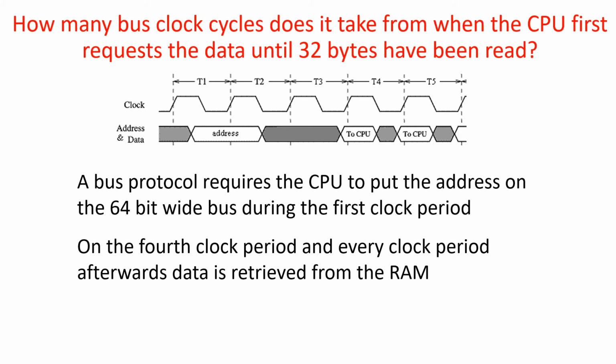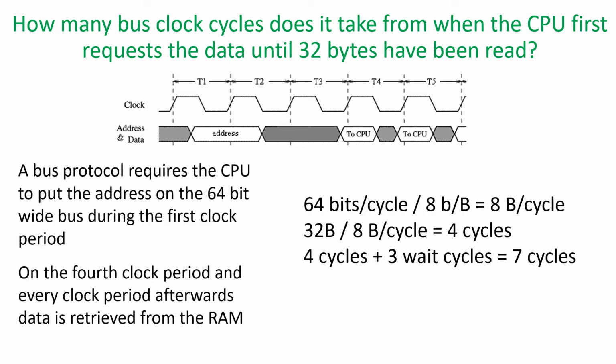Try this similar problem. The protocol has a 64-bit wide bus, and on the 4th clock period we start transferring data, so there's a 3 cycle wait period. So we have 64 bits per cycle. We divide that by 8 bits per byte, and we get 8 bytes per cycle. And then you divide the 32 bytes by 8, and you get 4 cycles. There were 3 wait cycles, so the 4 plus the 3 gives you 7 cycles to transfer the information.